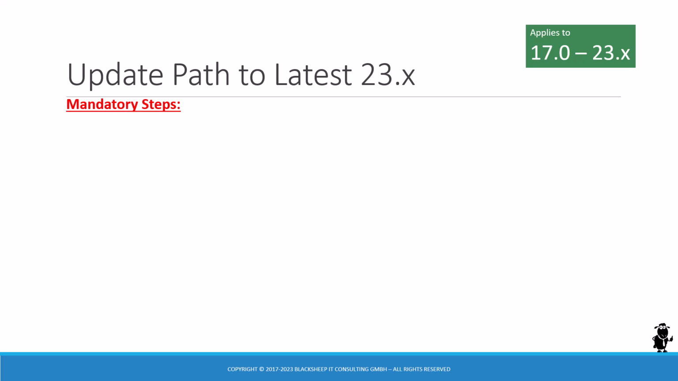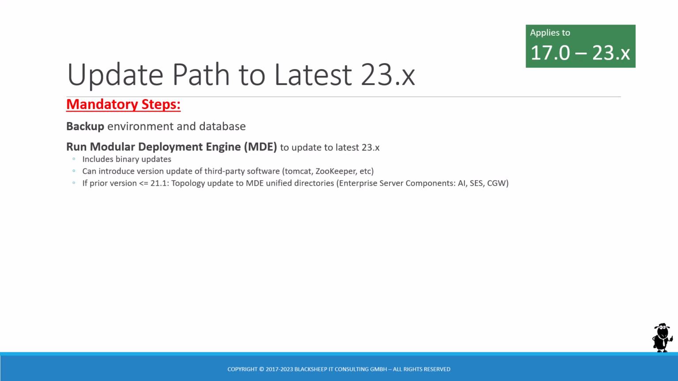So there are a few mandatory steps you have to take. You have to make sure you back up your environment database, then you run what's known as the modular deployment engine, or MDE, which does all the binary stuff really. And then you run the post-install database update. This is mandatory and it updates your database. That's why I take a backup with schema, seed data, and manifest data that brings in, well, the mandatory stuff that Oracle has developed since your last version.